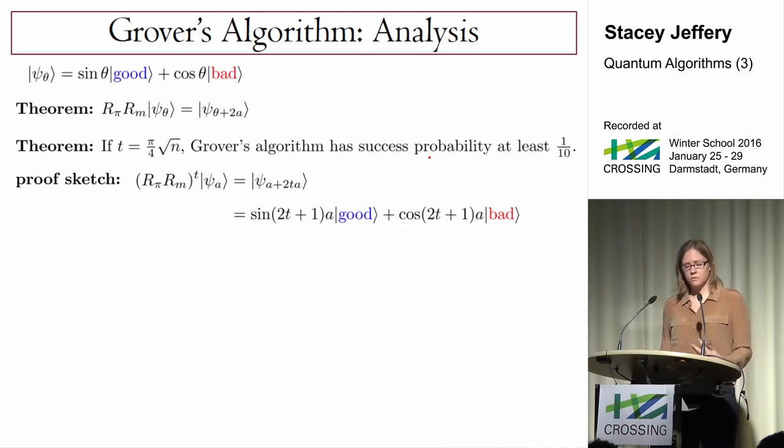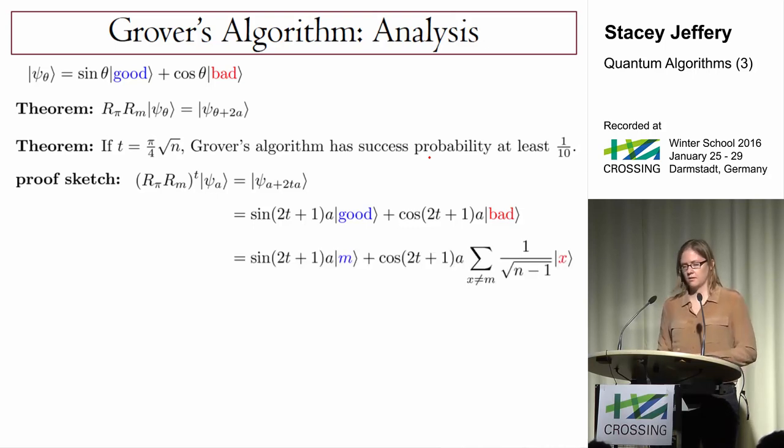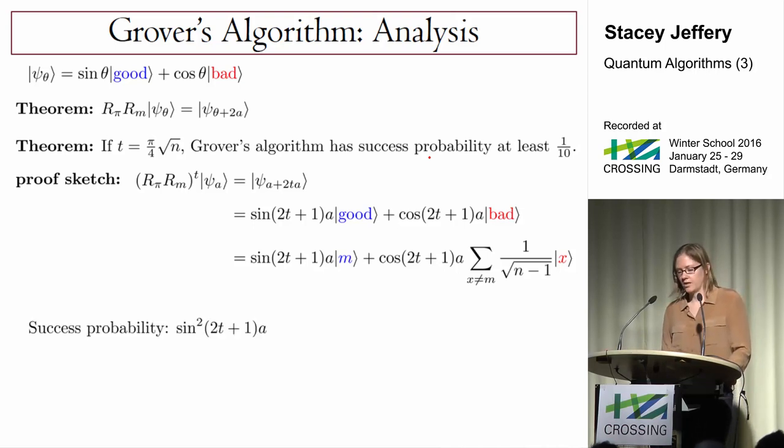And since our ultimate goal is to measure m, and good is just m, we want to measure good. So the amplitude that we're interested in is sine of (2t plus 1)a. The probability that we measure m is just the square of the sine of (2t plus 1)a. The probability of the measurement is just the square of the amplitude. Okay, so that is the success probability. If we measure m, we're going to check that f of m equals 1, and we're going to output m. If we measure anything else, then we're going to output fail. So the success probability is the square of the sine of (2t plus 1) times a. Okay, is that clear?